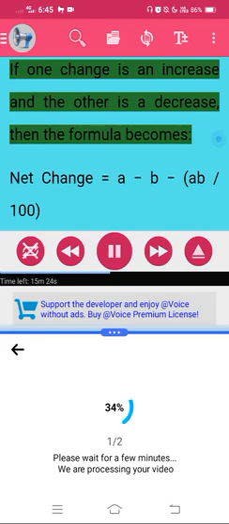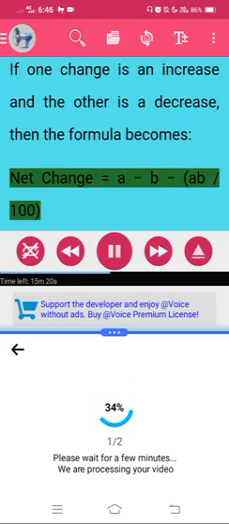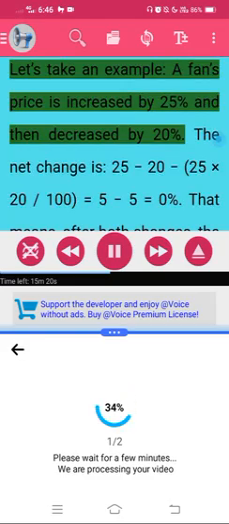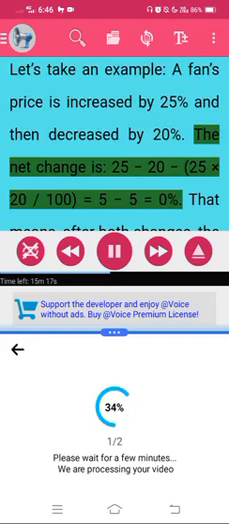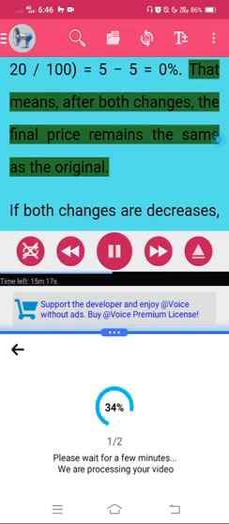If one change is an increase and the other is a decrease, then the formula becomes net change equals a minus b minus ab/100. Let's take an example. A fan's price is increased by 25% and then decreased by 20%. The net change is 25 minus 20 minus (25 times 20)/100 equals 5 minus 5 equals 0%. That means, after both changes, the final price remains the same as the original.